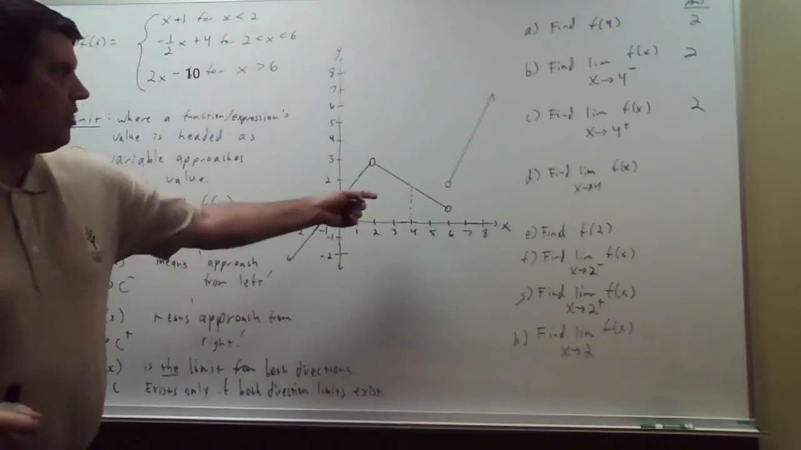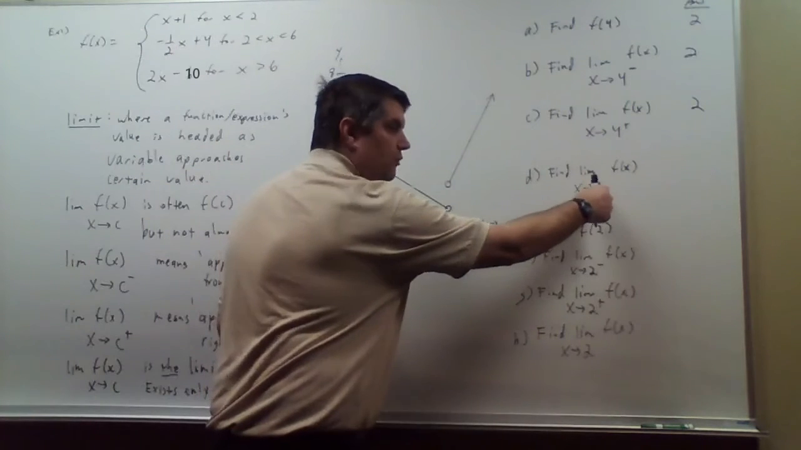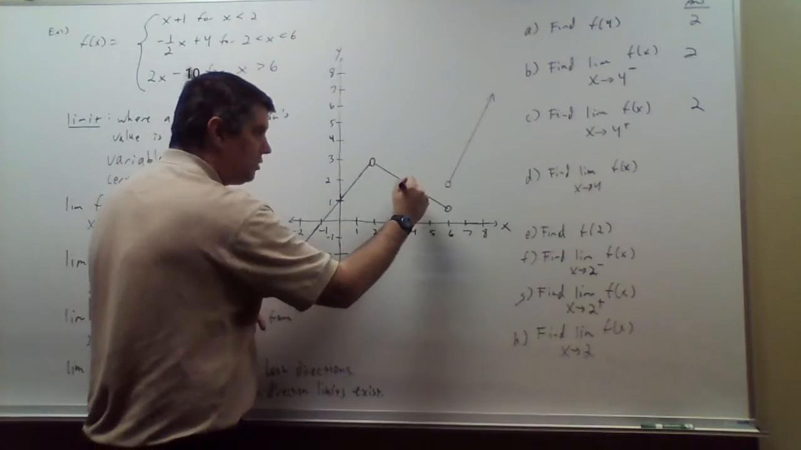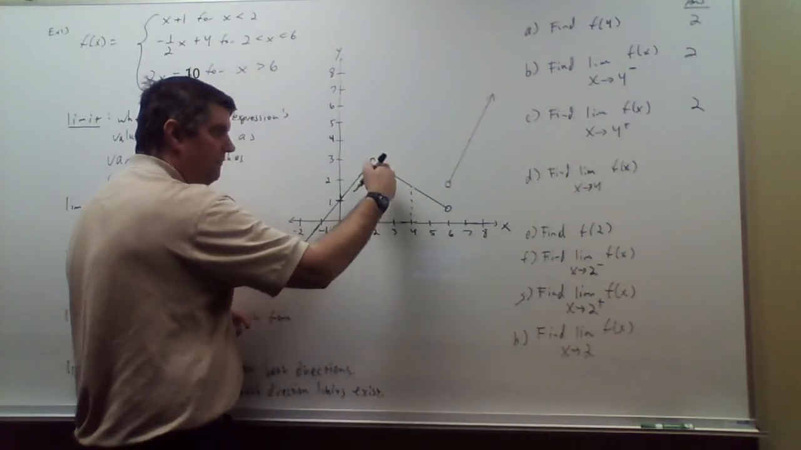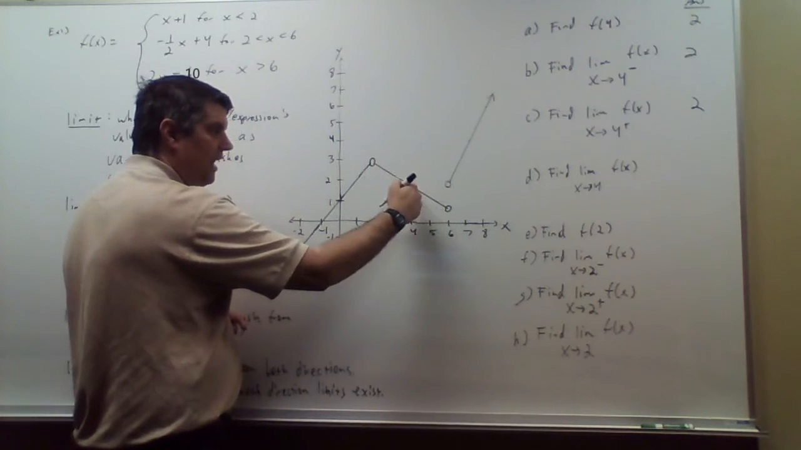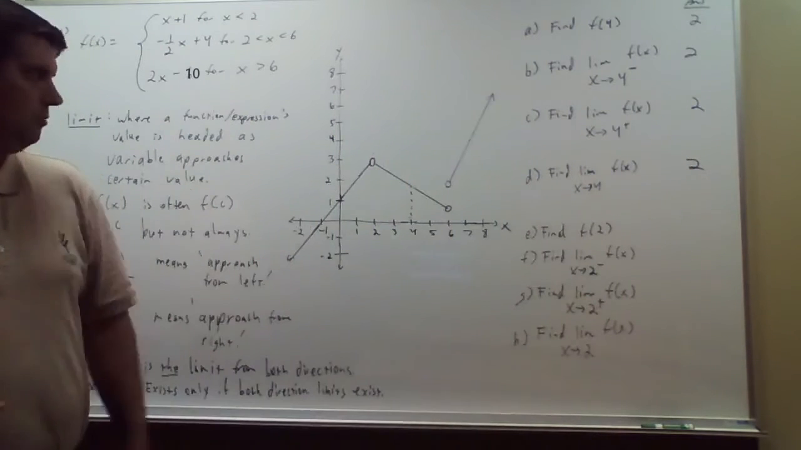Okay, now what is the limit as x approaches 4? Well, from the left, here's where x equals 4. From the left, the function value is headed to 2. From the right, the function value is also headed to 2. It's the same both directions, so it's again 2.